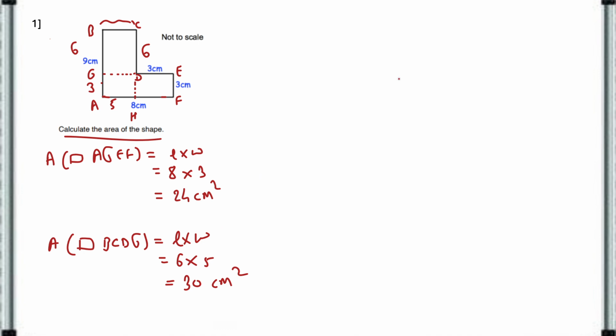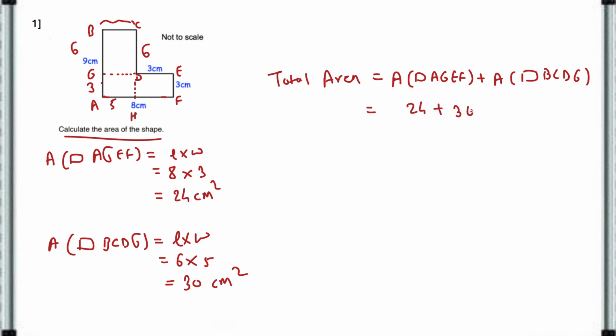But we have to find the area of the whole shape. So the total area is equal to the area of rectangle AGEF plus the area of rectangle BCDG. Okay, what you have to do next, you have to just add these two areas. So 24 plus 30, right? So you will get 54 centimeter square. This will be the total area of this L-shaped figure. I hope this problem is clear.